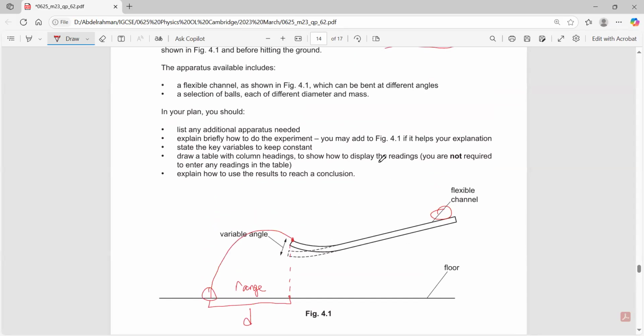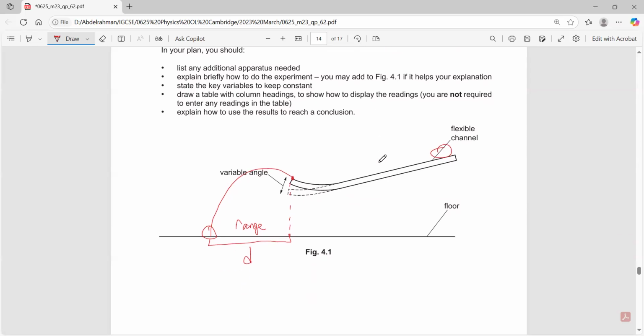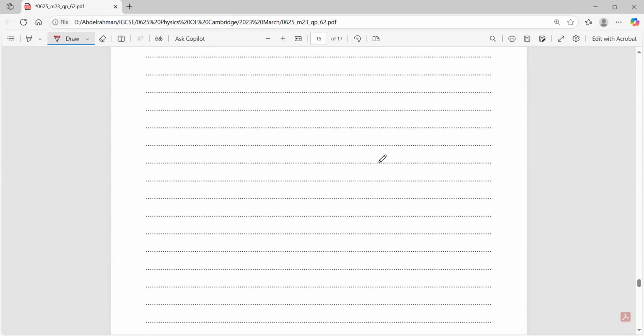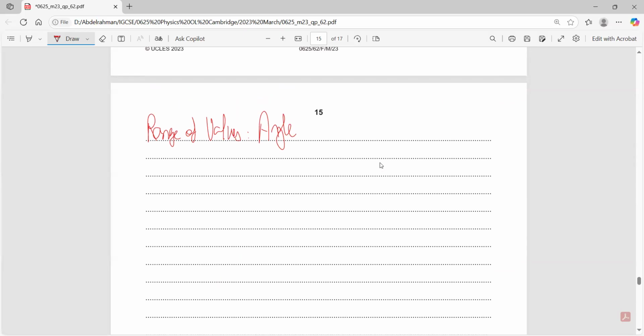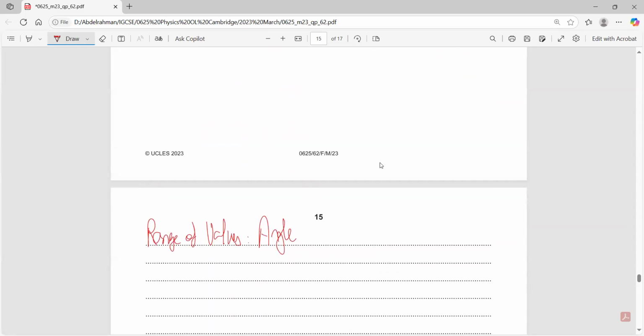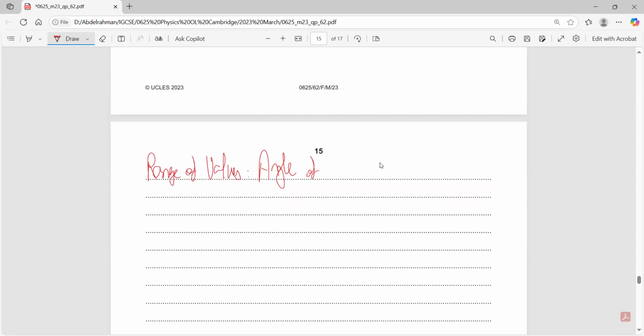So the apparatus available includes a flexible channel and a selection of balls. In your plan, you should list any additional apparatuses, key variables, the steps, the table, as we are used to. First of all, the independent variable. What is the independent variable? It is the angle of this section of the flexible channel, the angle of the channel.